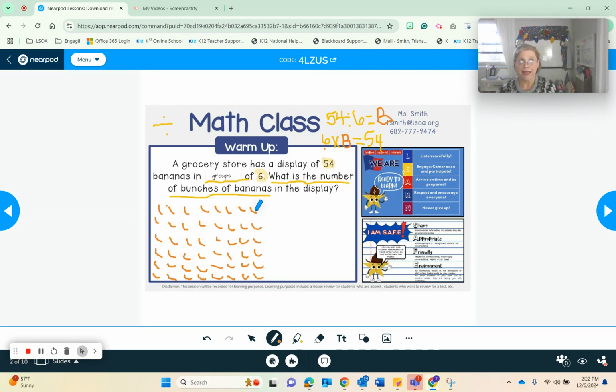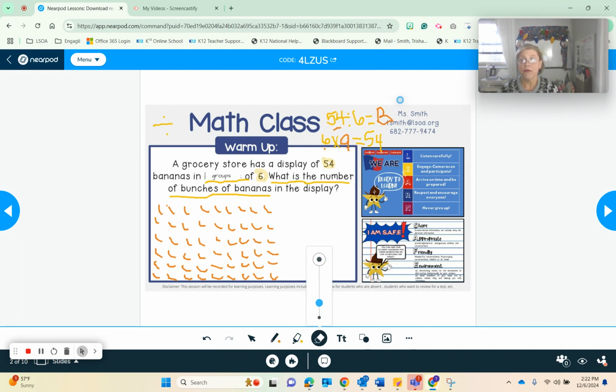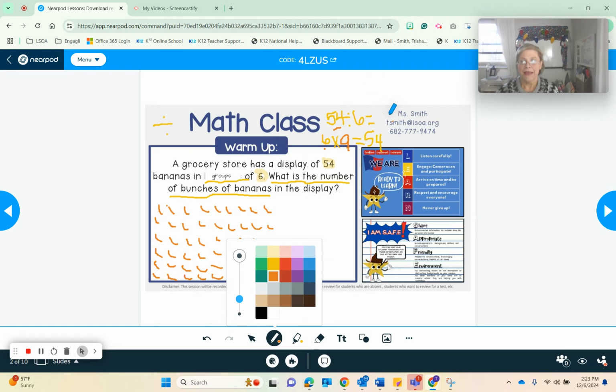I have 6 in this column, and I have 8 columns. 6 times 8, 48. Am I done yet? Nope, but I'm getting closer. I need to get to 54. 1, 2, 3, 4, 5, 6. 6 in each column. I have 9 columns. 6 times 9 is 54. So 6 times 9 equals 54. 54 divided by 6 equals 9.